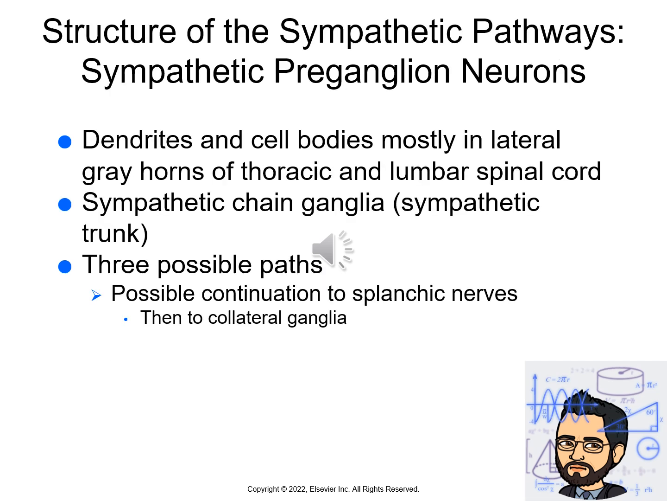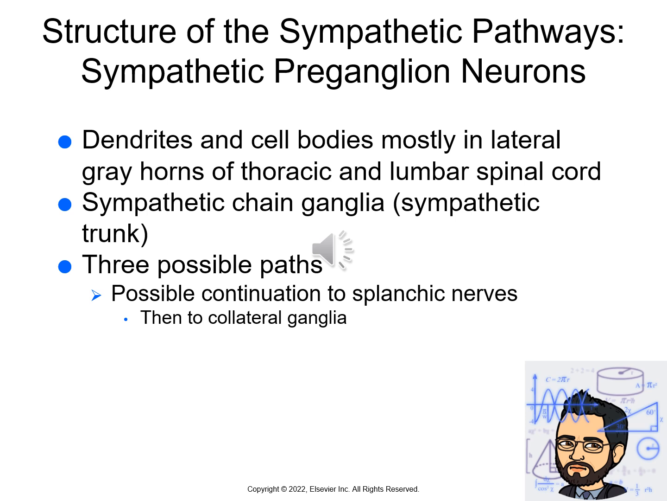Okay, the structure of the sympathetic pathways, sympathetic preganglionic neurons. In the sympathetic nervous system, you have preganglionic neurons that originate in the lateral gray horns of the thoracic and lumbar spinal segments, T1 to L2. I'm repeating myself, but hopefully some of this information will stick by repetition. Right, so the segments T1 to L2 define that thoracolumbar division.